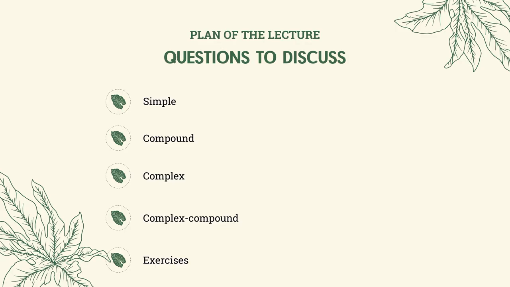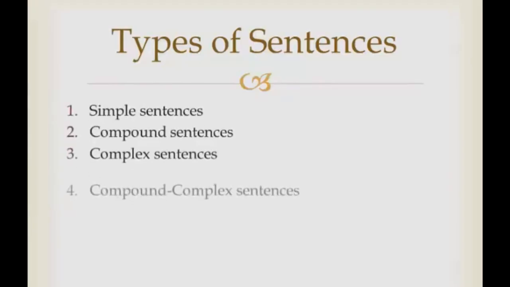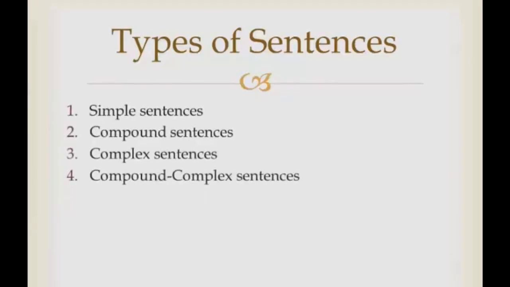Going to talk about types of sentences. Let's begin. Now we're going to focus on four major types, which are simple sentences, compound sentences, complex and compound complex sentences. So I'll explain each of these with examples and details.